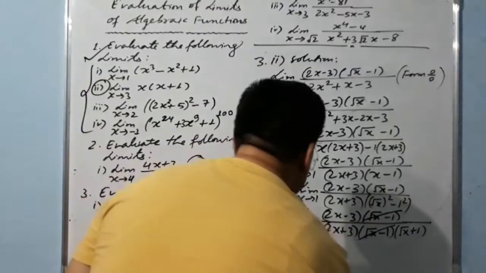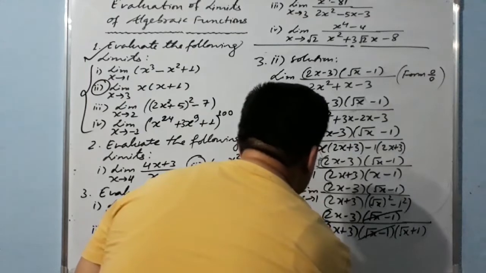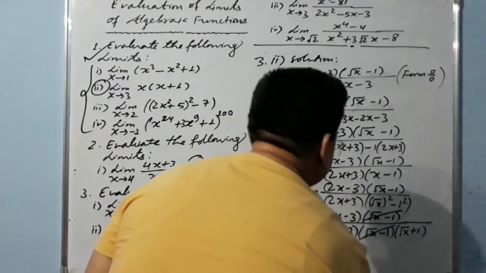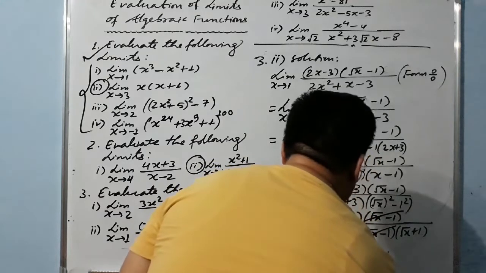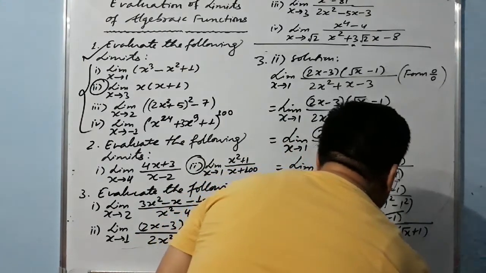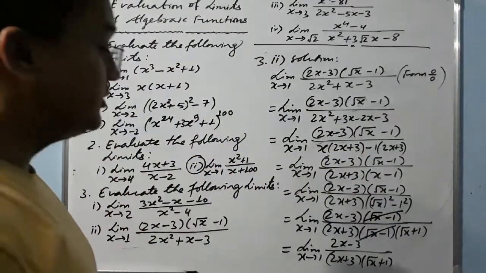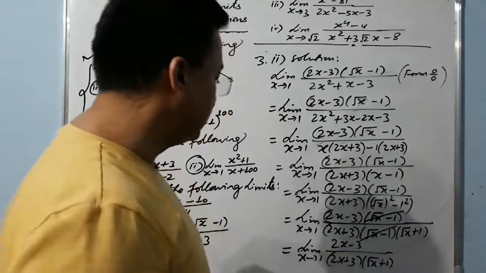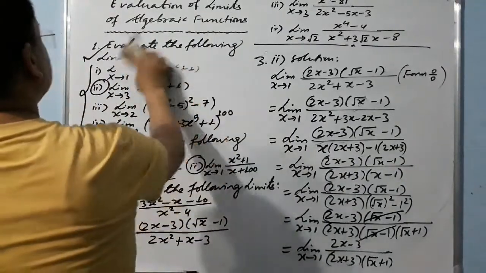We can cancel out. And finally here we have the limit, sorry, here I forgot to write down the limit of this function, 2x plus 3 and root x plus 1, right? Now you can check, it is not in indeterminate form as x tends to 1.